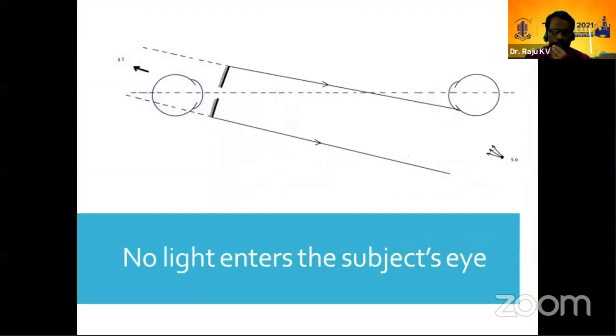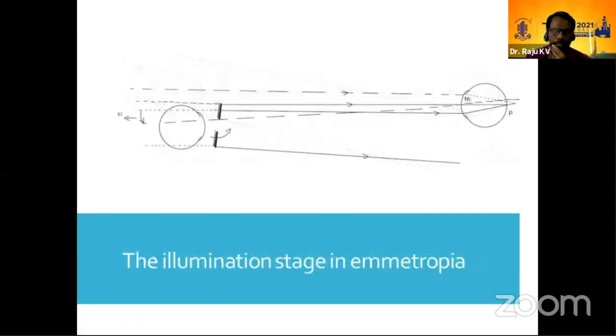This is the starting of the retinoscopy. This is the examiner side, this is the patient side, and this is the principal axis. This is the retinoscope, and this is the hollow in the middle of the retinoscope. Here it has been tilted, so no light is entering. This is just the beginning of retinoscopy. Now you can see the retinoscope is slightly tilted, so a patch of retina is stimulated here.